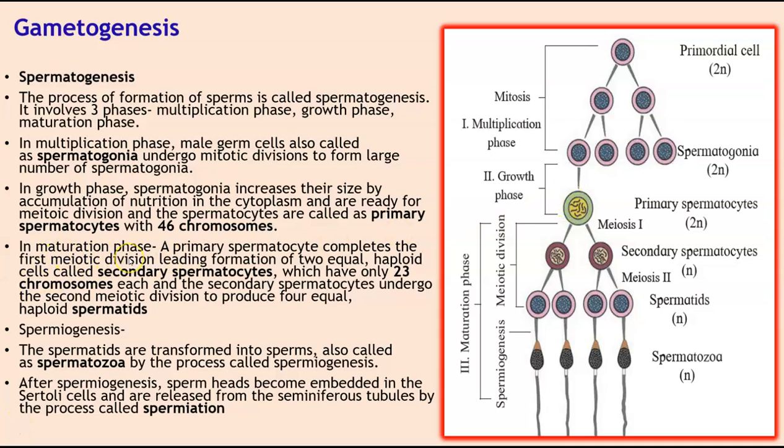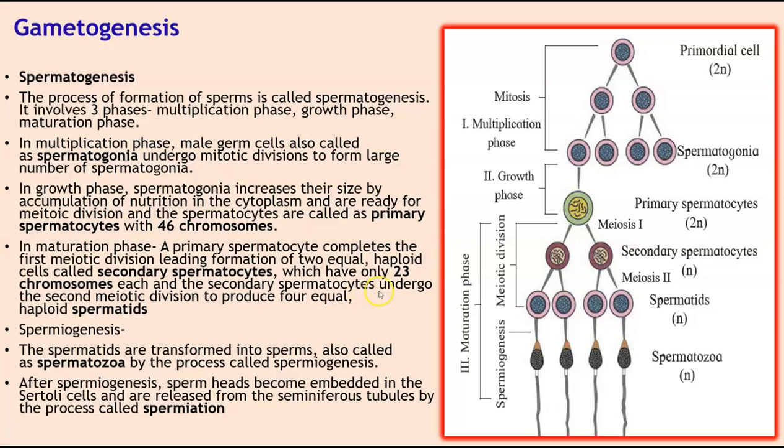Then students, the next phase is the maturation phase. The primary spermatocyte completes the first meiotic division, leading to the formation of two equal haploid cells called secondary spermatocytes, which have only 23 chromosomes each. If you have a look at this image here, this is your third phase, that is the maturation phase. The primary spermatocyte undergoes the first meiotic division and produces the secondary spermatocytes. So it has only 23 chromosomes.